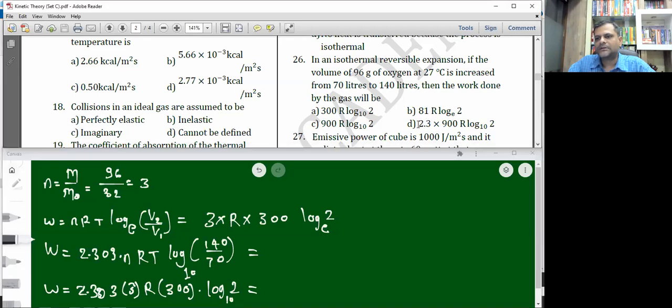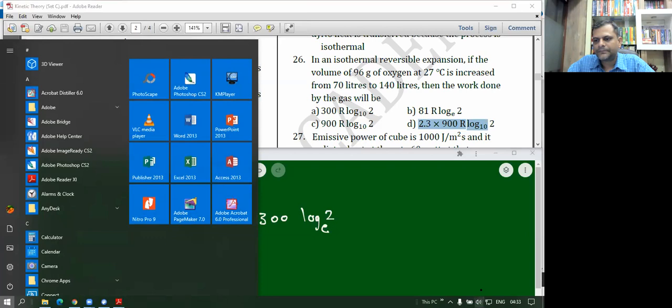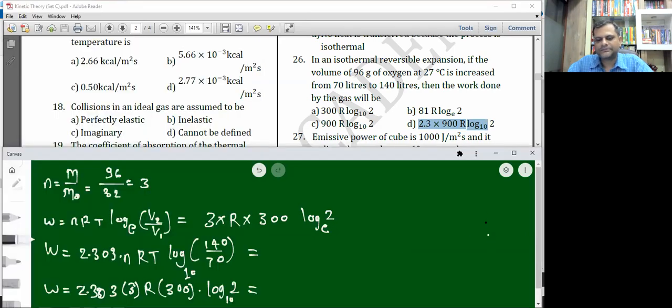Sir, yes, the correct option will be D. Yes, right. So here this 3 into 300 will become 900, and we can get this 2.303, approximately the same as 2.3, into R into 900 into log of 2 to the base 10.